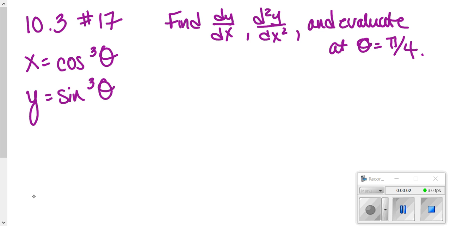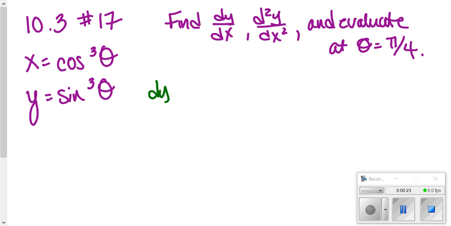Hi, this is a homework video on problem 17 of lesson 10.3. The question is written on the screen before you. You are given a parametric relationship, x equals cosine cubed theta, y equals sine cubed theta, and you are to find the first derivative, the second derivative, and evaluate both of those at pi over 4.